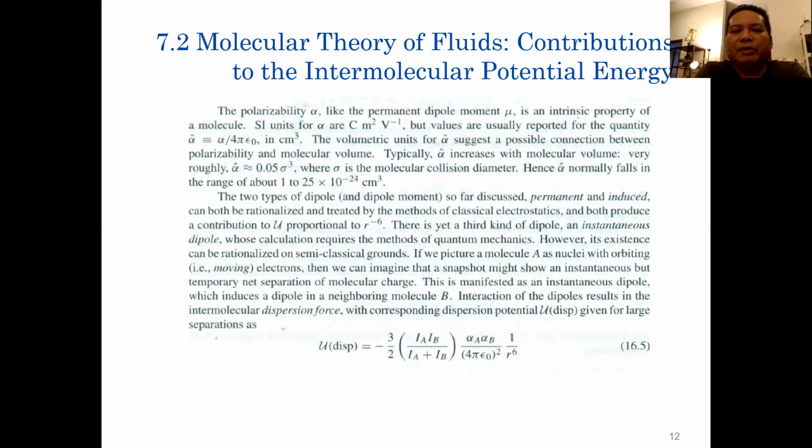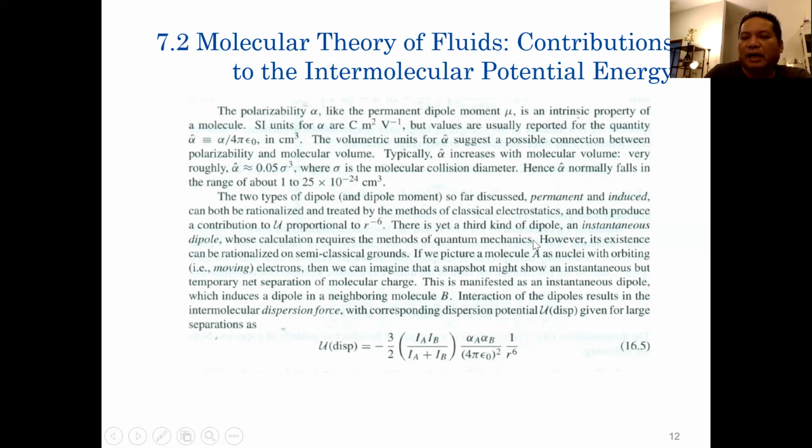Polarizability alpha, like the permanent dipole moment mu, is an intrinsic property of a molecule. There are two types of dipole moments so far, permanent and induced. But both can be rationalized and treated by the method of classical electrostatics, and both produce contributions to the potential proportional to R to the minus 6.